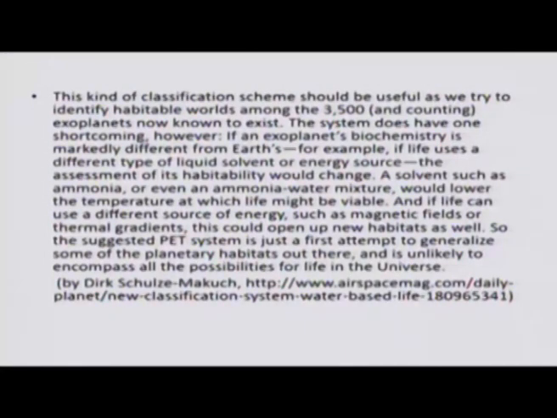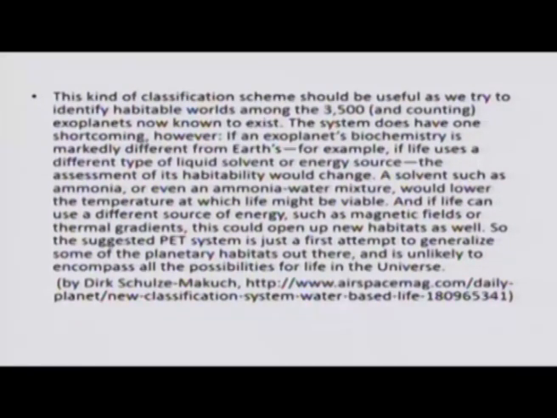Now, the concluding paragraph. This kind of classification scheme should be useful as we try to identify habitable worlds among the 3500 and counting exoplanets now known to exist. The system does have one shortcoming, however. If an exoplanet's biochemistry is markedly different from Earth's, for example, if life uses a different type of liquid solvent or energy source, the assessment of its habitability would change.